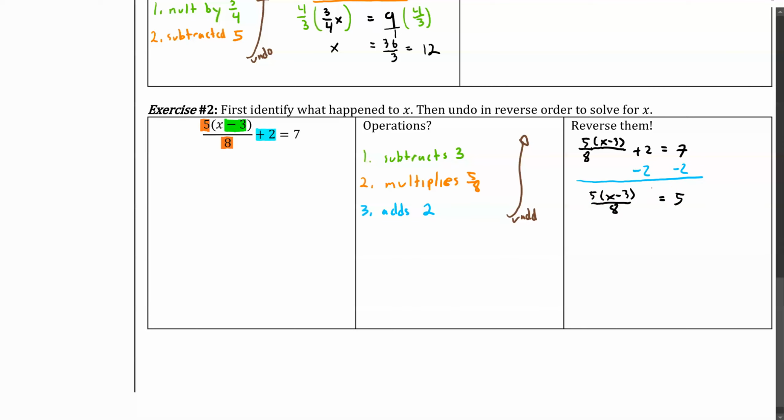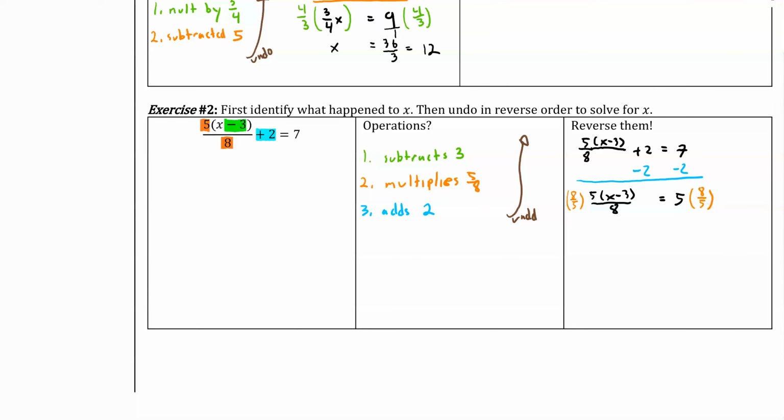Now that I've undone the addition by 2 in blue, I need to undo the multiplication of 5 over 8. And so the way I can do that is by multiplying by the reciprocal. So I will multiply the left-hand side by 8 over 5, and I'll multiply the right-hand side by 8 over 5.